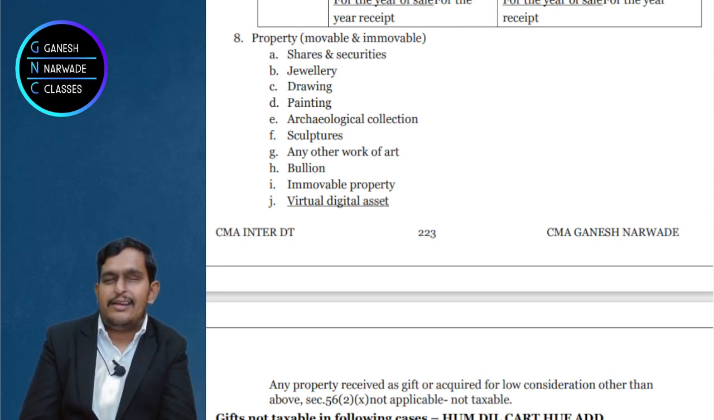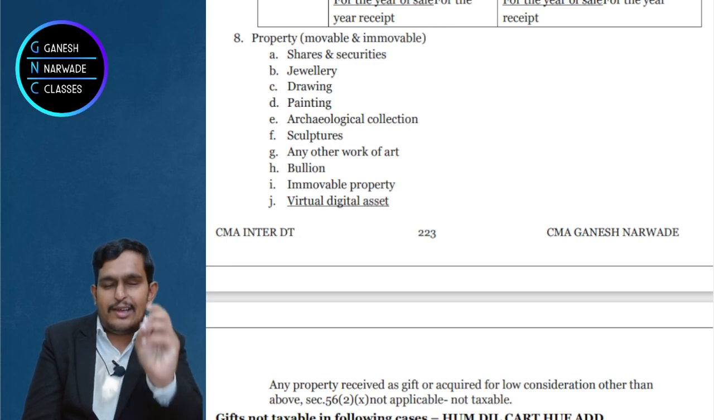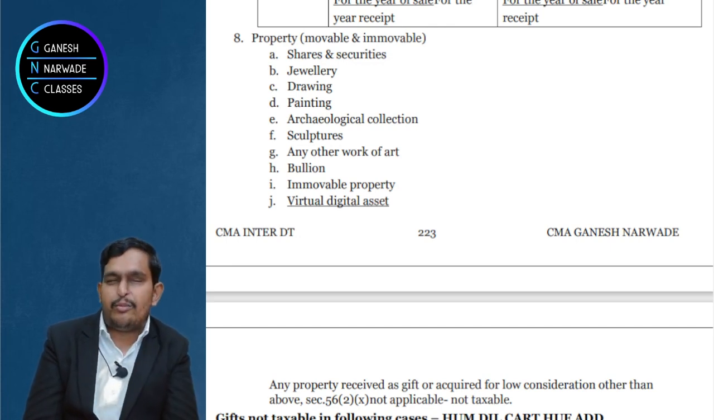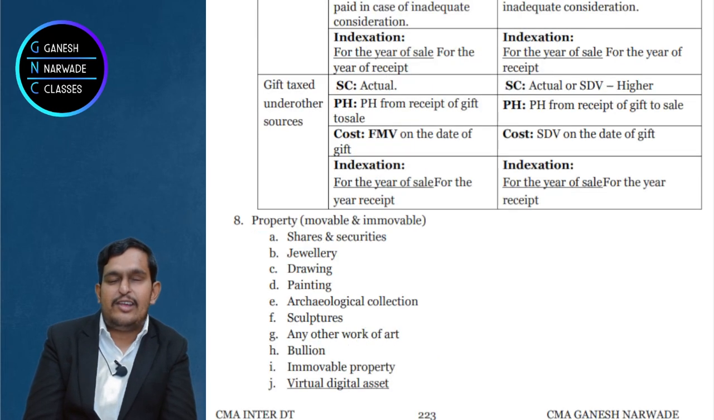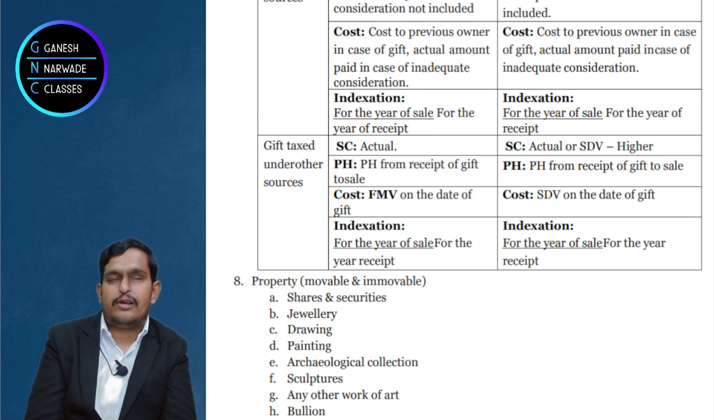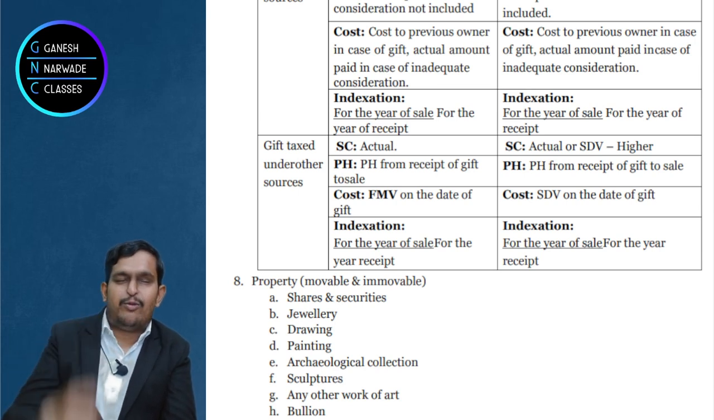But indexation, in all cases, is simply the index for the year of sale divided by the index for the year of receipt of gift. Let me make it easier for you. This way you apply all the logic and you will not be confused. But what happens if you get such problems? They can be a little complicated, so read the question 3-4 times before solving so that you will not make mistakes.